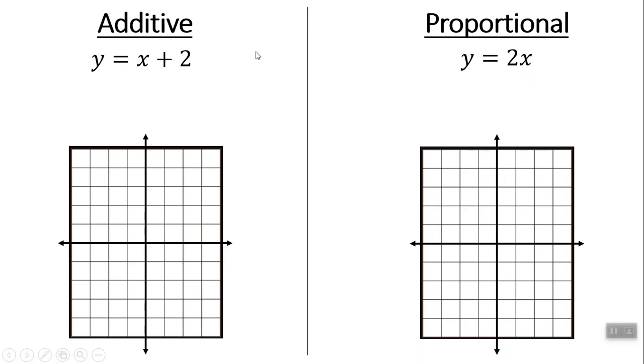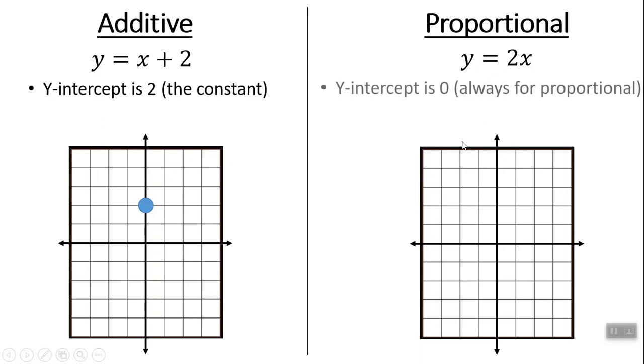Now, you could make tables and plug in numbers and work them out, but the goal of this video is for you to be able to look at this equation and see immediately that it's additive, and you're going to know that the y-intercept is 2 by looking at this one. The constant is 2. You know the y-intercept is 2. Over here, we know as soon as we realize it's proportional that the y-intercept is going to be 0. You could think of this as 2x plus 0. Therefore, the y-intercept is 0 since the constant is 0.